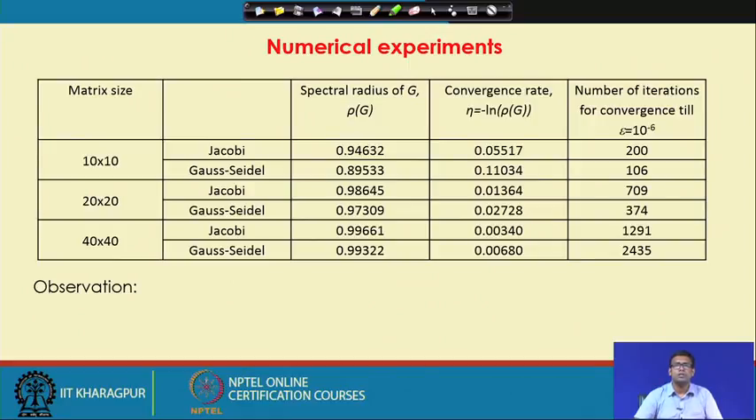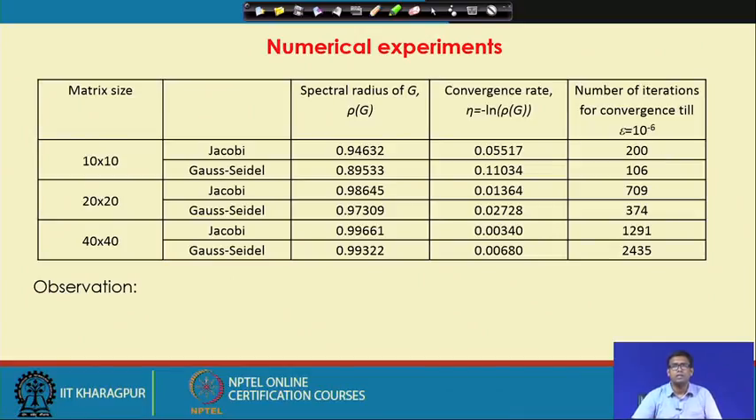So, the convergence rate is almost double in the case of Gauss-Seidel than Jacobi, and this is due to the fact that the spectral radius is smaller. If the convergence rate is double, the speed will be faster. So, the number of iterations will be small, it will converge faster, and we can see that this is almost half. If we need 200 iterations for Jacobi, for Gauss-Seidel we need 106 iterations.